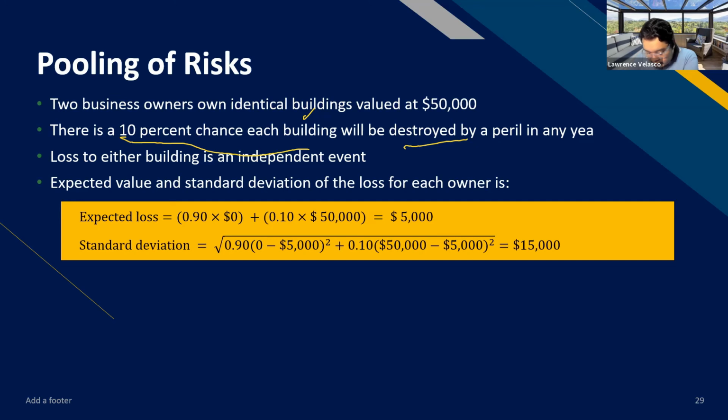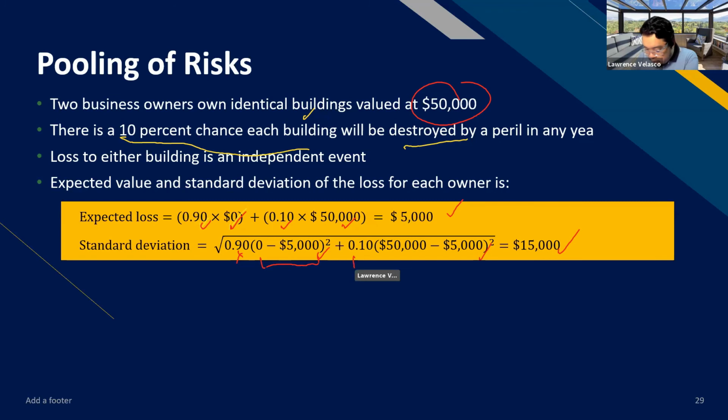Expected loss in this case is 90% times 0. Okay? Probability times the loss. Hindi nasira eh. Right? The probability that it's going to be destroyed is 10% times the amount that will be destroyed, 50,000, which is the amount of the building. Okay, and therefore the expected loss is 5,000. If you get the standard deviation, it's 15,000. Okay, so that's probability times the difference from the mean squared, or from the expected value rather squared.